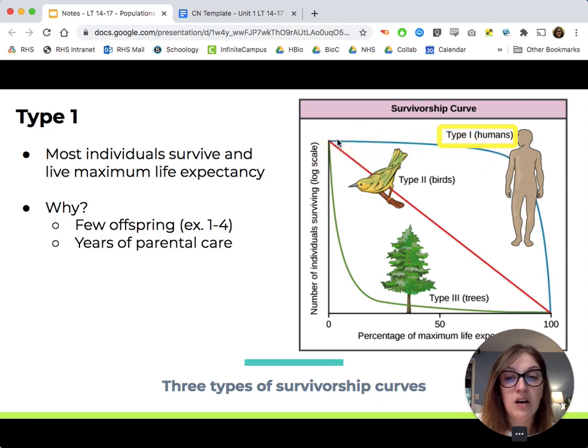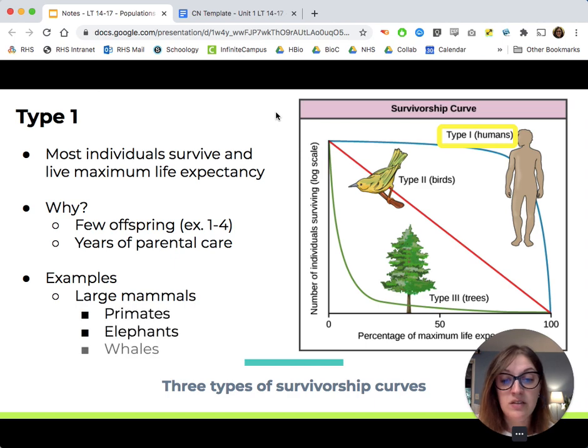And this is because there are very few offspring born for species of this type, and there are years of parental care provided. Those factors allow most individuals to survive and live their maximum life expectancy. Examples of species we would classify as type 1 would be large mammals, primates, elephants, whales, and so on. Very few babies are born, mothers and sometimes fathers provide a lot of parental care, and then they live a long period of time.